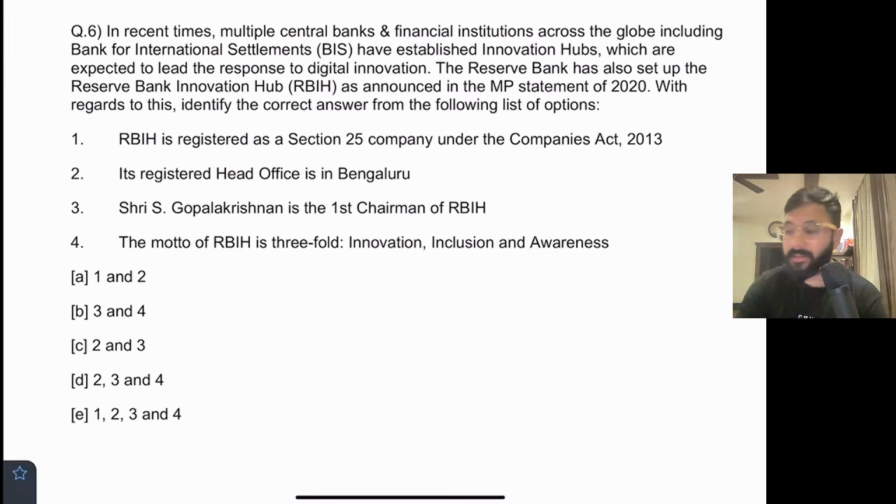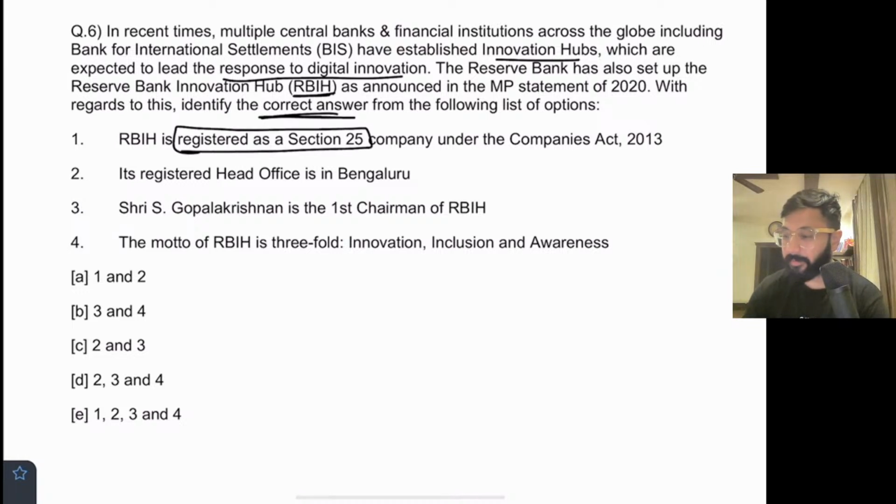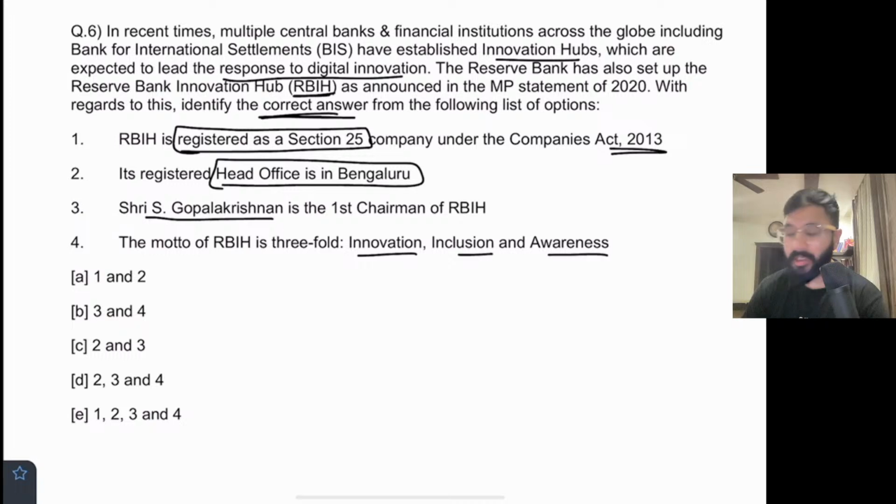Question number 6. In recent times, multiple central banks and financial institutions across the globe, including BIS, have established innovation hubs which are expected to lead the response to digital innovation. Reserve Bank has also set up Reserve Bank Innovation Hub. We have to identify the correct statements. Reserve Bank Innovation Hub is registered as a Section 25 company under Companies Act 2013. Registered head office Bengaluru. S. Gopalakrishnan, first chairman. Motto is innovation, inclusion and awareness. We have to pick the correct ones, please remember that.